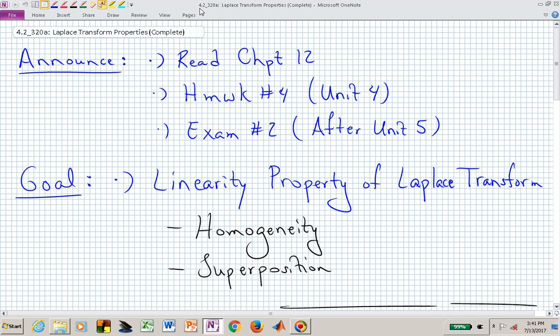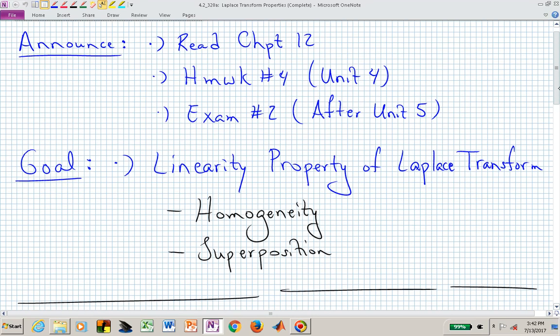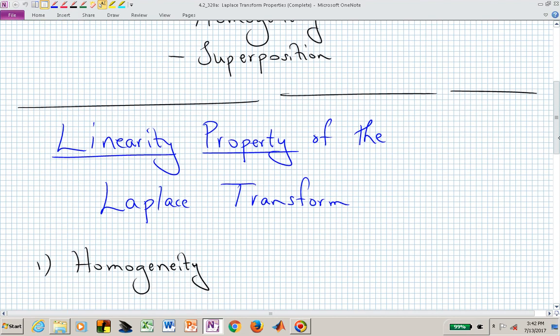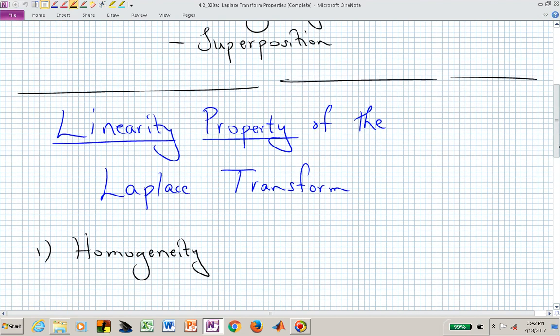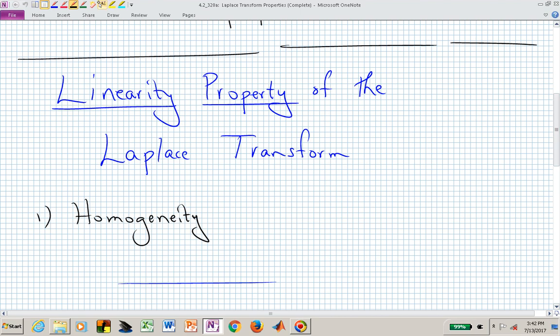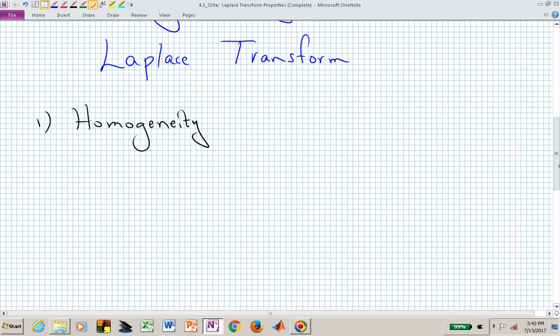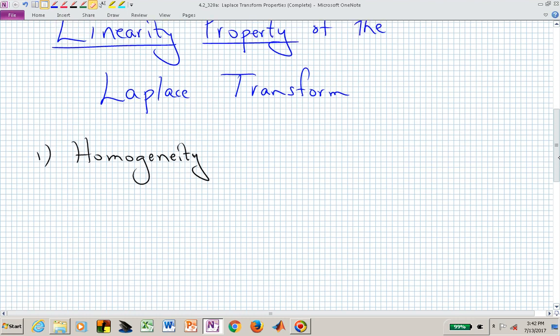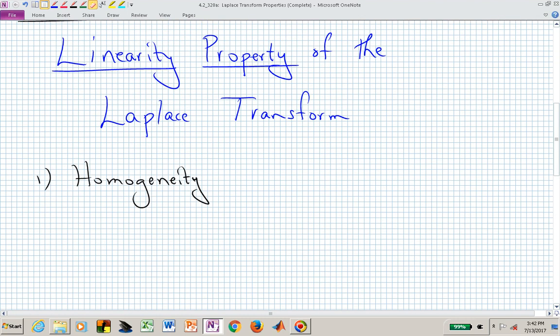In this short video, what we want to just drive home is the point that the Laplace transform is a linear operation. It enjoys the two properties of homogeneity and superposition, which, when combined, give us linear properties for the Laplace transform. Again, you're in chapter 12 of the textbook, and in this particular video, we want to talk about the linearity property of the Laplace transform.